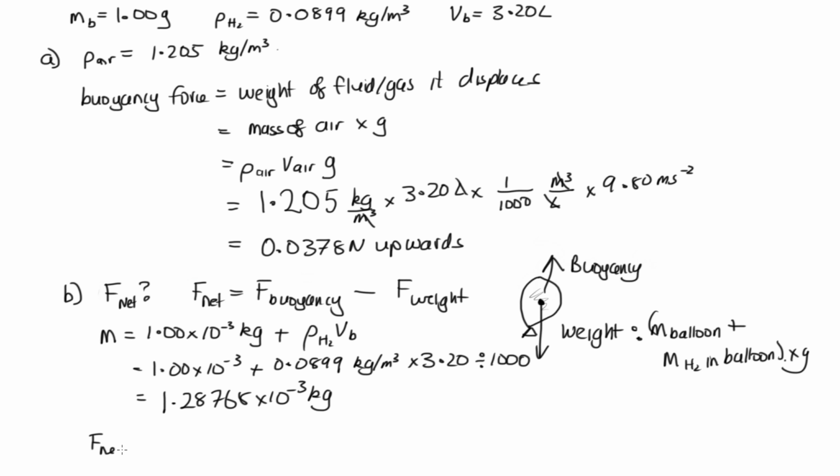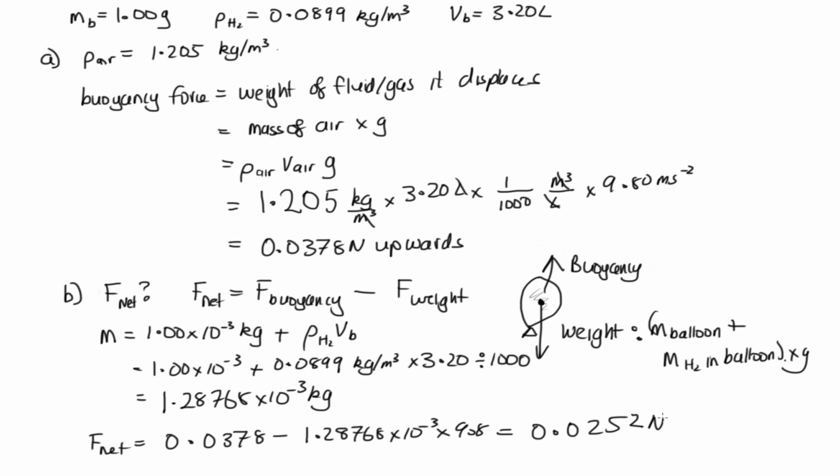So let's work out the net force now. So we've got the buoyancy force, which is 0.0378, and then we've got the weight force, 1.28768 times 10 to the minus 3 times 9.8. And we can solve that on the calculator. And we end up with 0.0252 newtons, and this is a net upwards force, as the buoyancy force was bigger than the weight force.